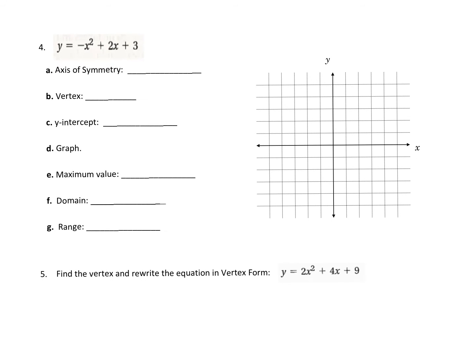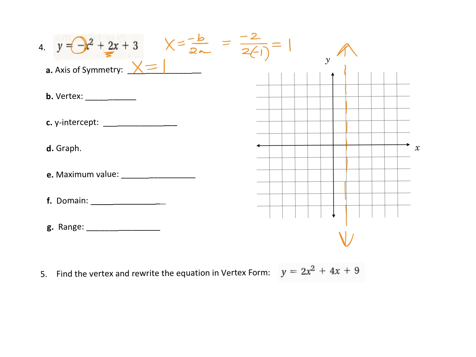Okay, number 4. This one now is in standard form, and you need to find all the pieces from standard form. So you start with x equals -b over 2a. So b right now is a 2, so it's going to be a -2 over 2 times, your a value is a -1. So -2 over -2 is a +1, so your axis of symmetry is x equals 1.